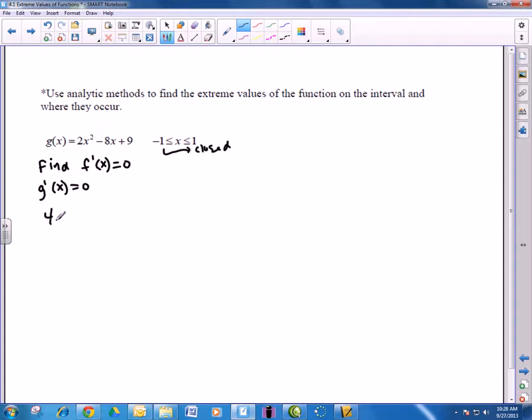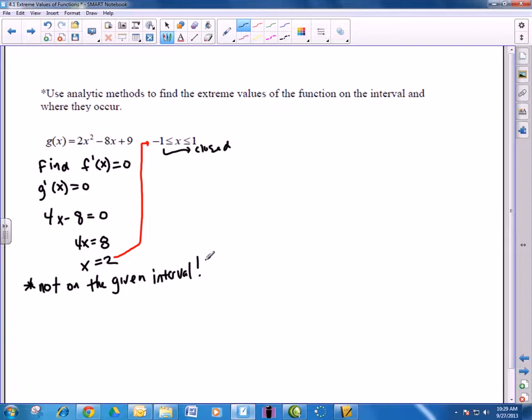So we're going to go ahead and find the derivative. That's going to be 4x minus 8. And then solve for x. So you get 4x is equal to 8, and then x is equal to 2. Now, here's something very important. Does that fit in on this interval? No. So this critical point is not on the given interval, so it cannot be looked at as a possible extreme value.